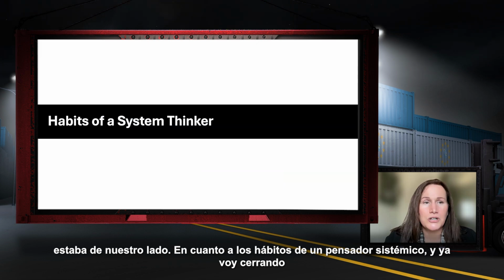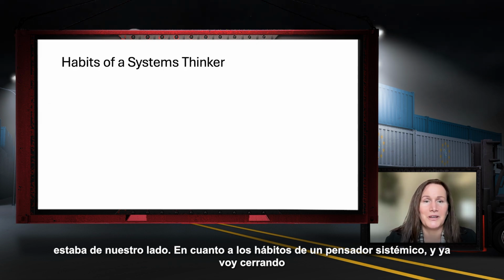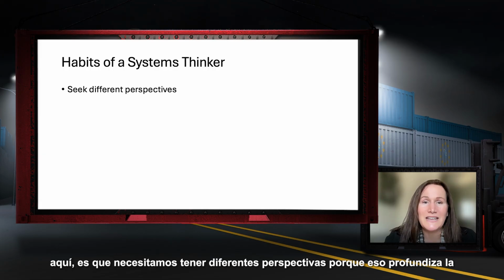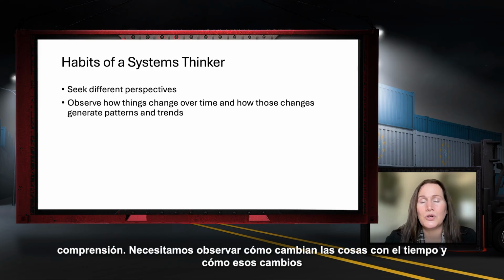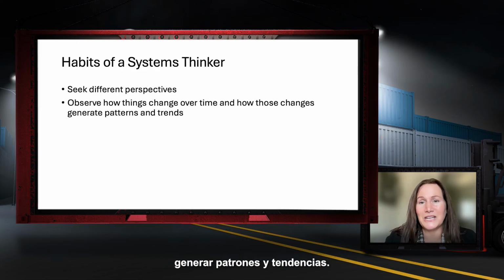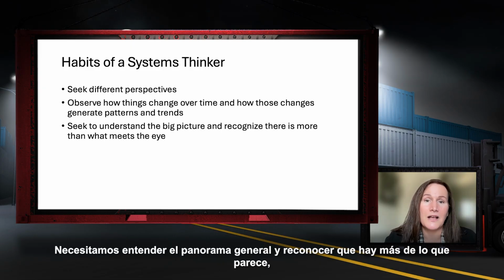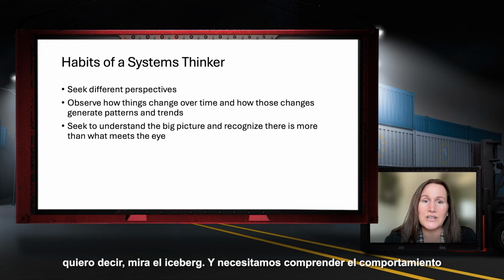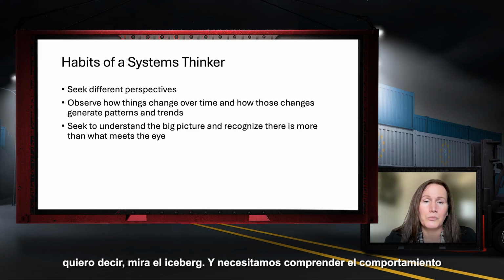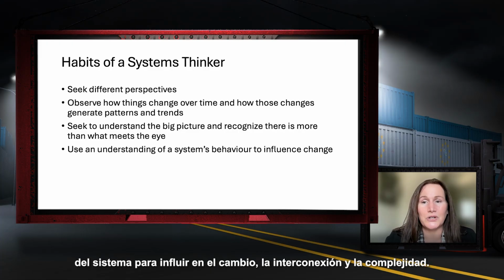So in terms of the habits of a systems thinker, and I'm wrapping myself up here, we need to have different perspectives because that deepens understanding. We need to observe how things change over time and how those changes generate patterns and trends. We need to understand the big picture and recognize there's more than what meets the eye. I mean, look at the iceberg. And we need to have an understanding of the system's behavior to influence the change, the interconnectedness and complexity.